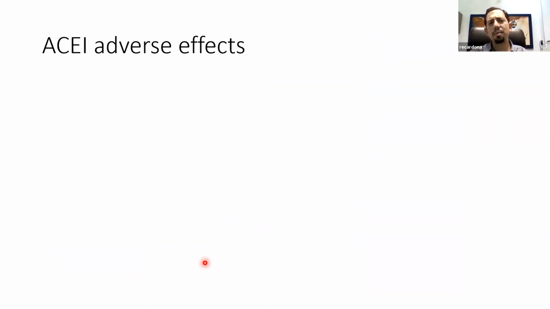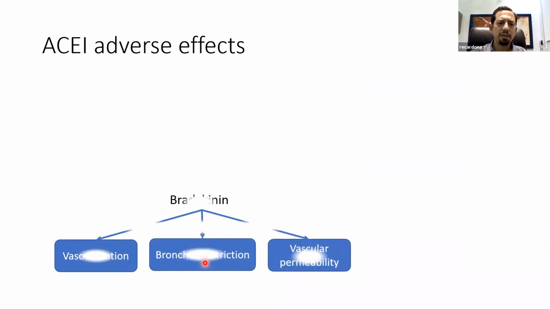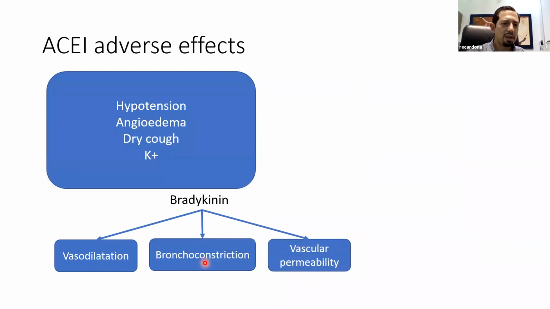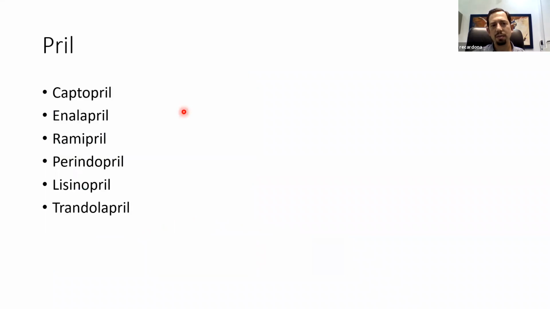Nevertheless, especially because of these increased bradykinin levels, we tend to produce angioedema and dry cough. Because of the decreased levels of aldosterone, we can increase the levels of potassium and produce hyperkalemia. And like any other antihypertensives, these are agents that can produce hypotension. Which are these ACE inhibitors? Basically, most of these agents are going to end with pril. So here we have examples like captopril, enalapril, ramipril, perindopril, lisinopril.